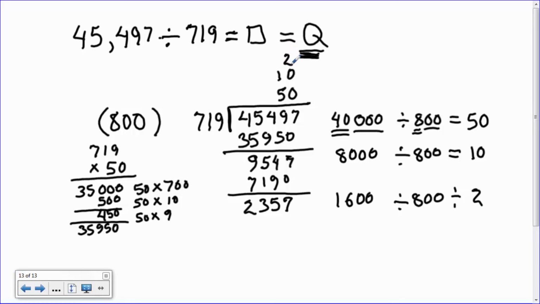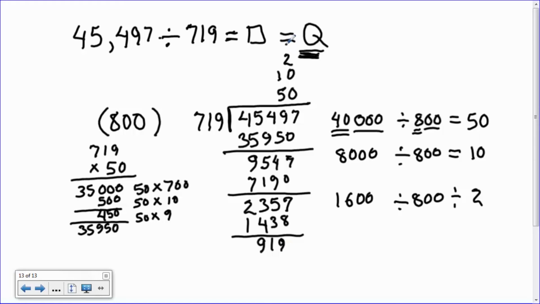2 times 719 is 1,438. Then go through the subtraction process. And so when you go through the subtraction process, what do you find? The difference is 919. I think that's correct. You can double check my numbers. But then 719 goes into 919 one time.